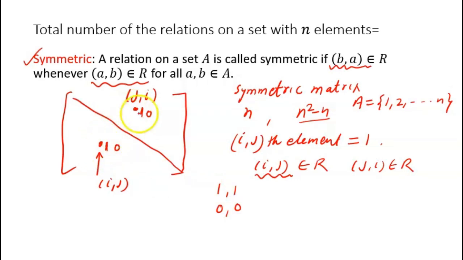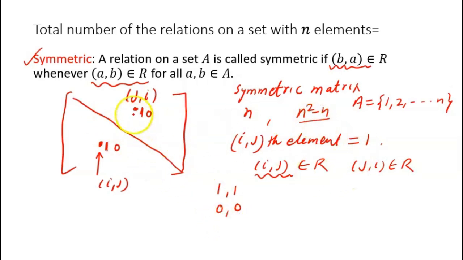That will violate the symmetric nature of the relation. Or vice versa also. You can't have a 0 over here and a 1 over here. That will also violate the symmetric nature of the relation. So only two possibilities are there. Either both should be 1 or both should be 0.